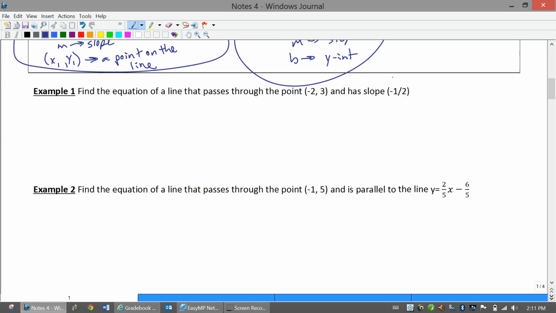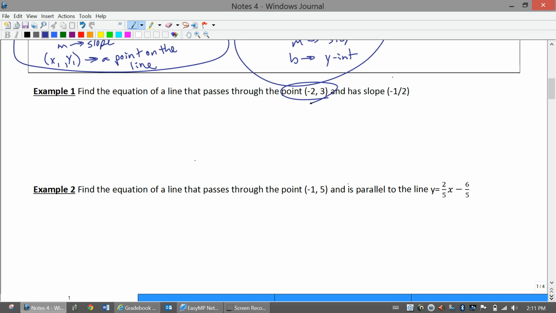Okay, on example 1, to write the equation of a line when you're given a point and a slope, that's the setup of this situation. I give you a point on the line, and I give you a slope on that line, and I'm asking you to write the equation of that line, the specific equation that generates all the other points, not just this particular point.